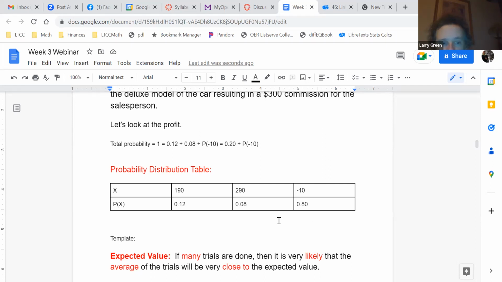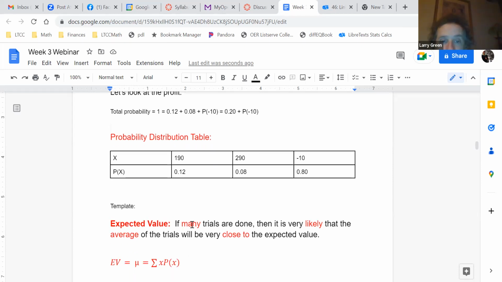Okay, so we're going to create what's called the expected value. And this is a template: if many trials are done, in this example, a trial means someone coming and you give them $10 and you let them test drive the car. So if many people come and test drive the car, so if many trials are done, then it is very likely that the average of the trials, in this case the average profit, because that's what we're interested in, will be very close to the expected value.